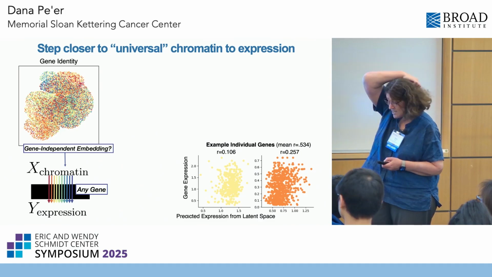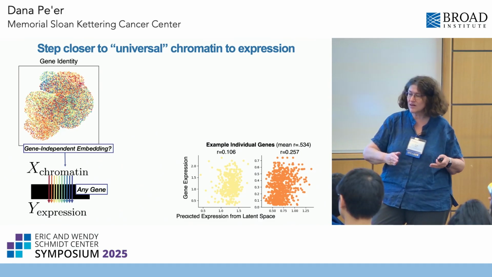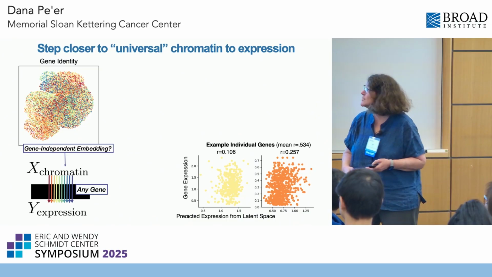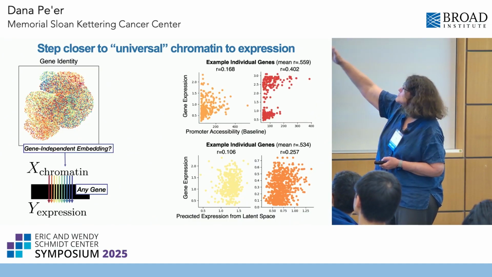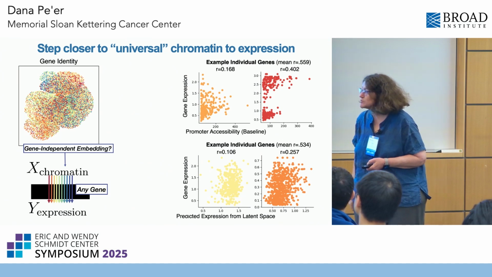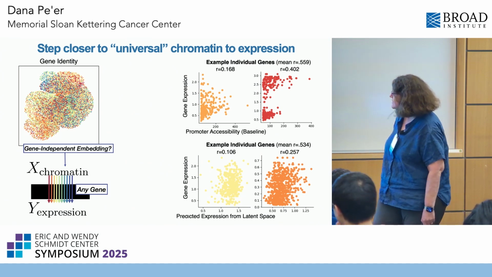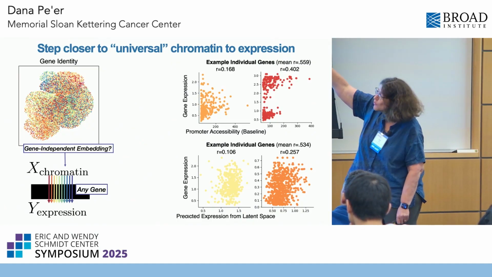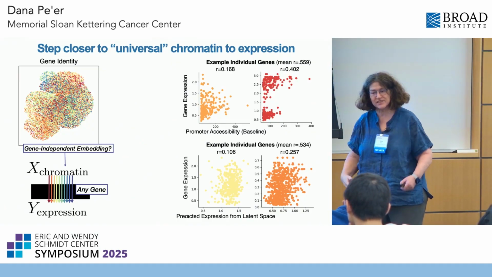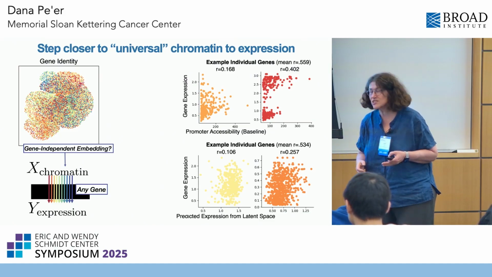In fact, we can even go towards a universal chromatin expression. So people like to go from sequence to expression, from promoter accessibility to expression, and there are lots of models that do that really, really well. And we can use our latent to do the exact same thing, and it's almost as good as these really high-end models that are designed to predict expression from accessibility.